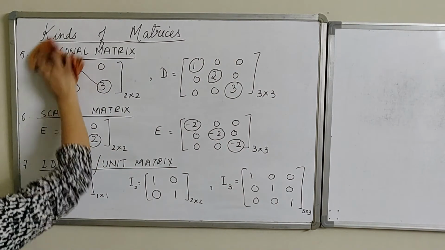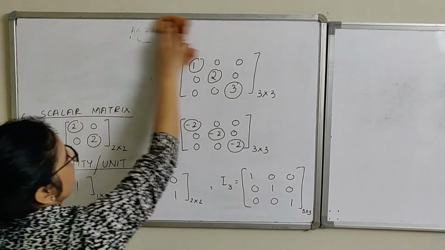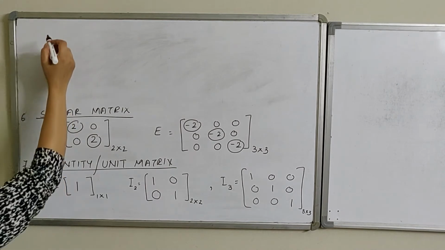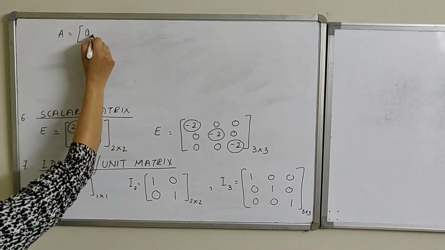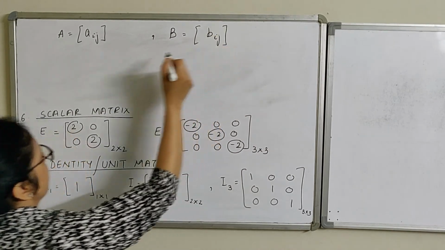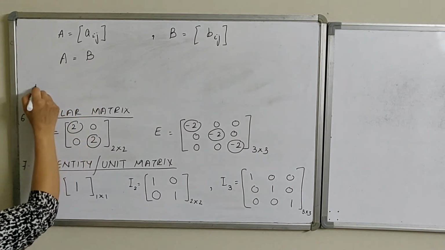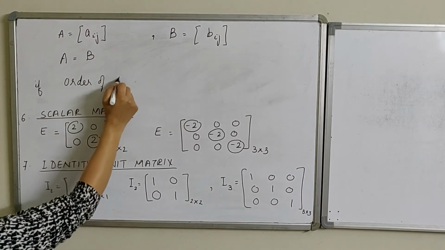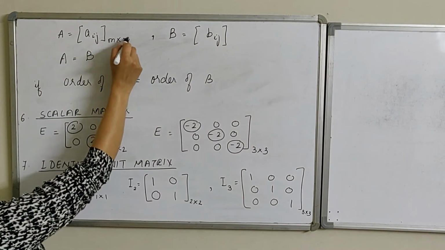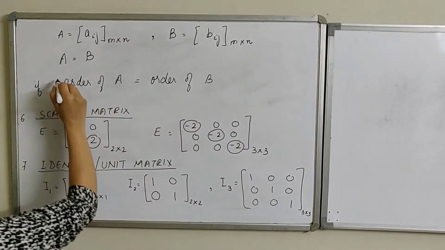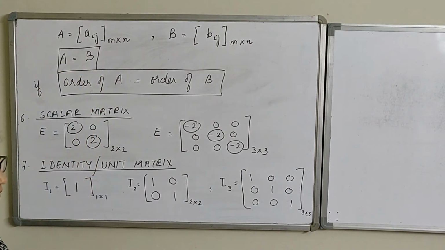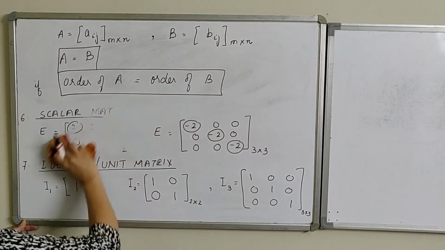The last concept of matrices that we are going to discuss is equality of matrices. If we compare two matrices, let us have a matrix A represented this way and another matrix B represented this way, then matrix A is equal to matrix B if the order of A is equal to the order of B. So here we can note down that the order of A is m by n, the order of B is also m by n. In that case we can say that the orders are the same, hence the two matrices are equal matrices. Let's take an example to understand this in a little more detail.